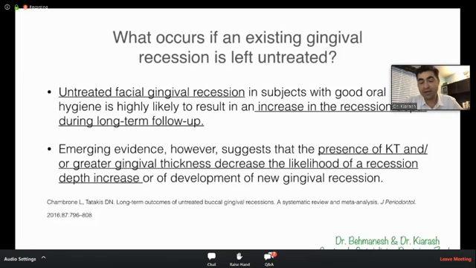This is the reason why we sometimes actually treat, and you might say, well, why are you doing a connective tissue graft if we have an RT3 case? We know we're not going to get any root coverage. This is the answer why.